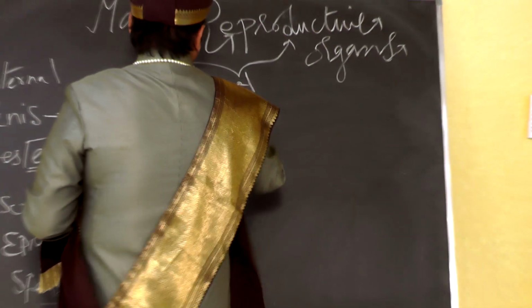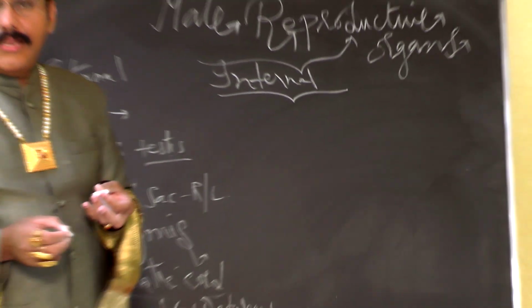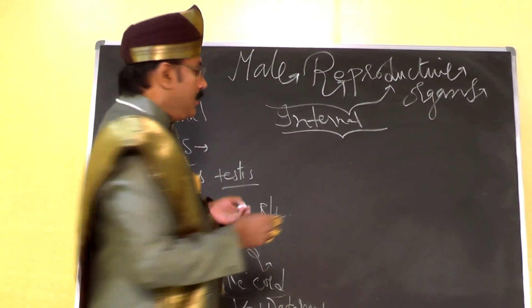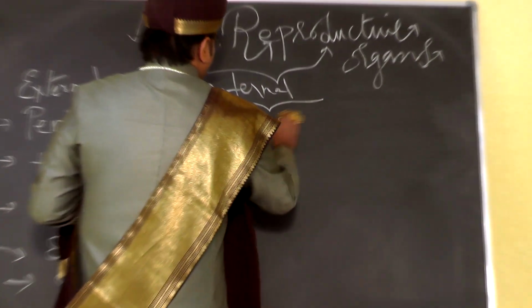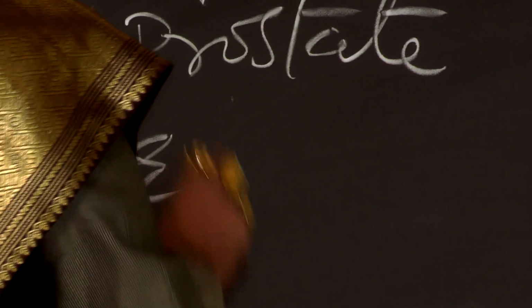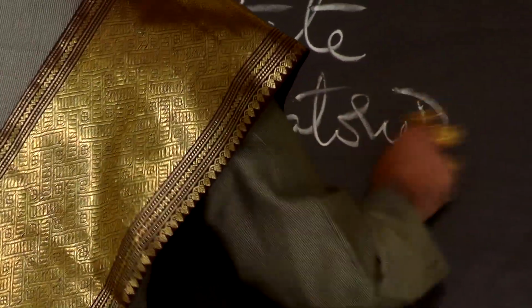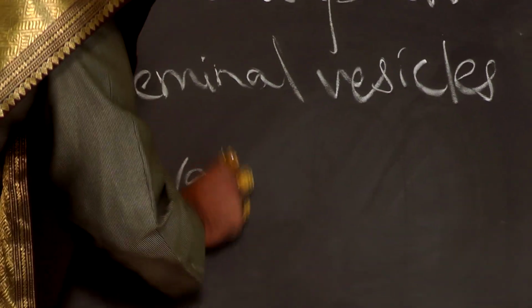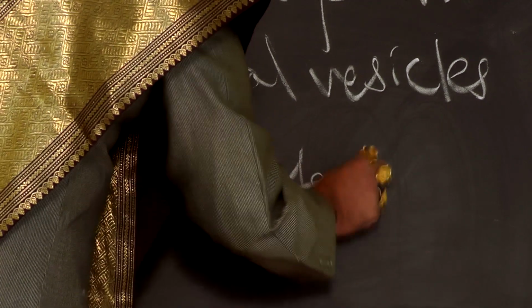Then coming to the internal organs. What are the internal male reproductive organs, or internal male genitalia? They are the prostate gland, then the ejaculatory ducts, seminal vesicles, and then the vas deferens, a major portion of the vas deferens.